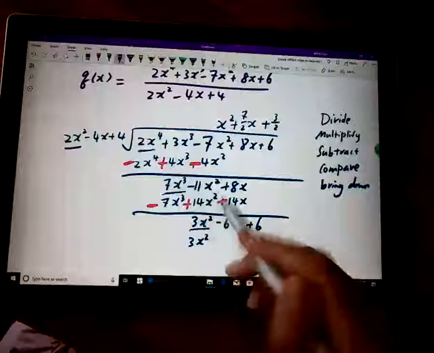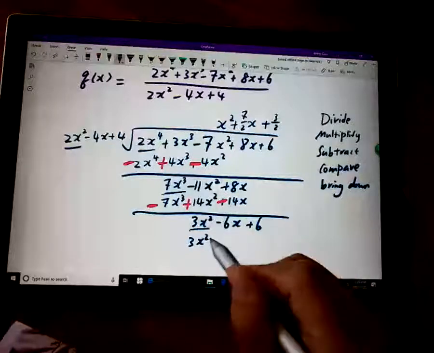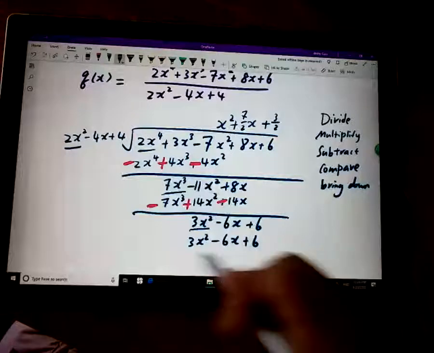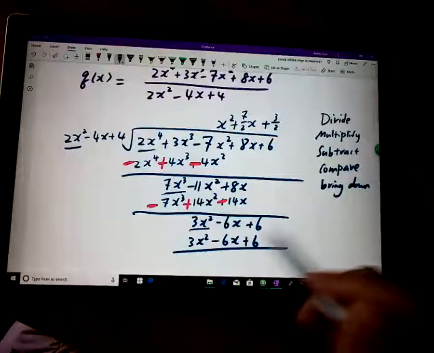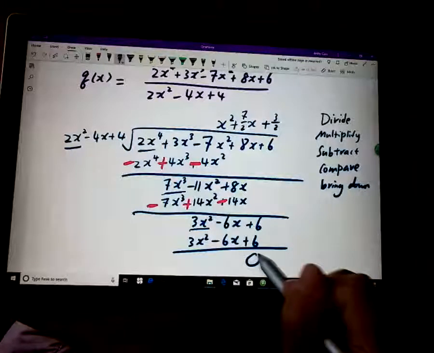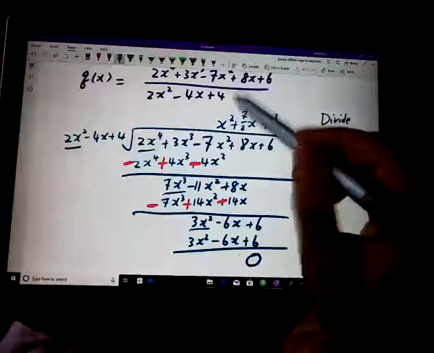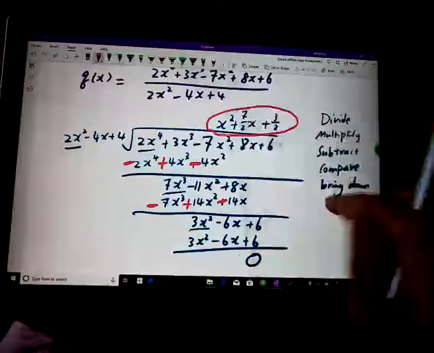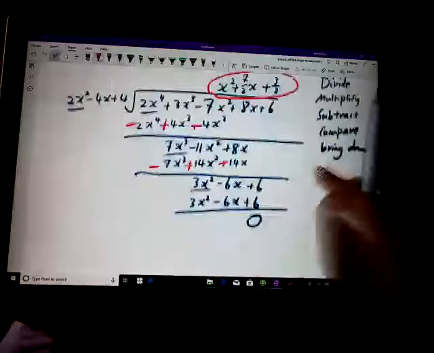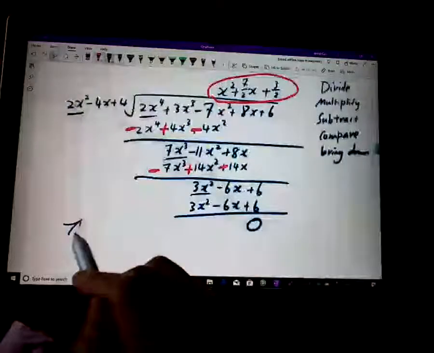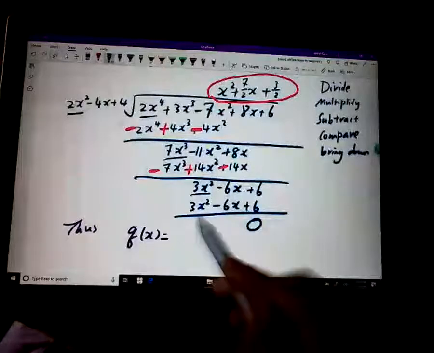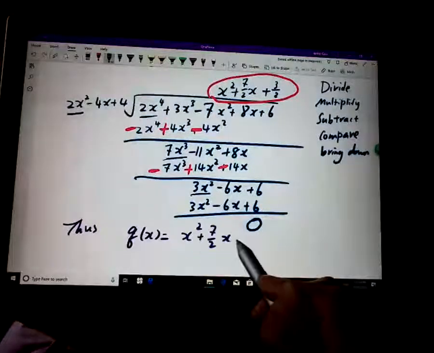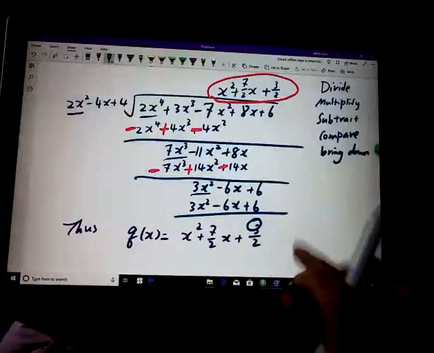Long division. We have 3x squared minus 6x plus 6, and we subtract, and we have 0 remainder. So we found the Q of x here, right? This is Q of x. Q of x is x squared plus 7 over 2 x plus 3 over 2.